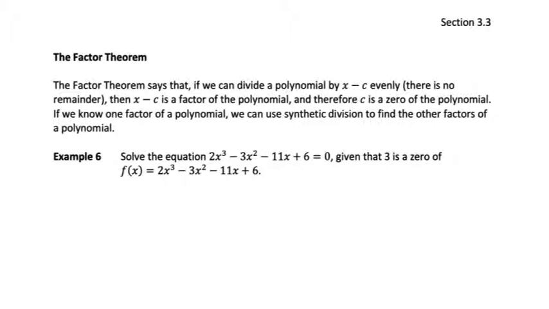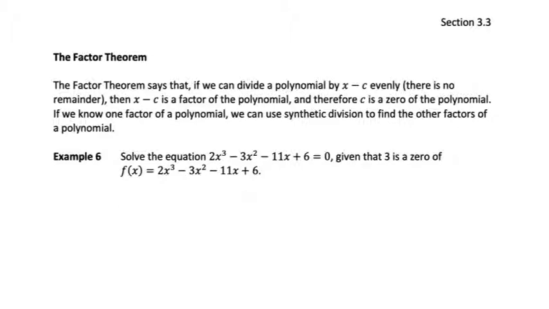So the factor theorem says that if we can divide a polynomial by x minus c and there is no remainder, then x minus c is a factor of the polynomial. And this should make sense because when we think about just dividing numbers, for example, we can divide 24 by 4. 4 is a factor of 24. So it's the same thing here.